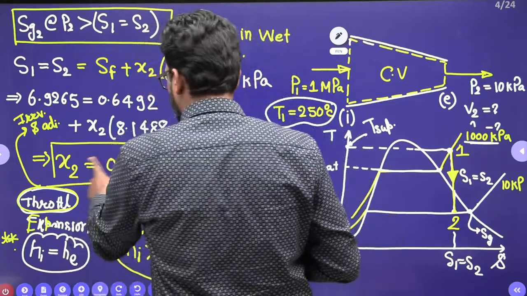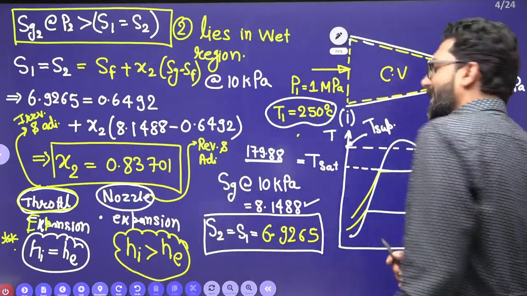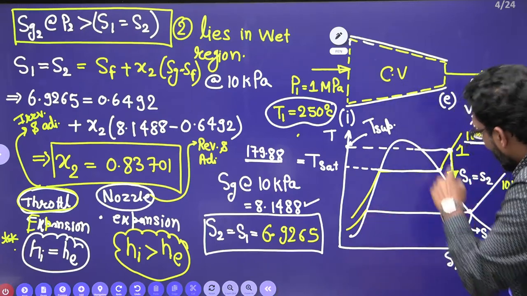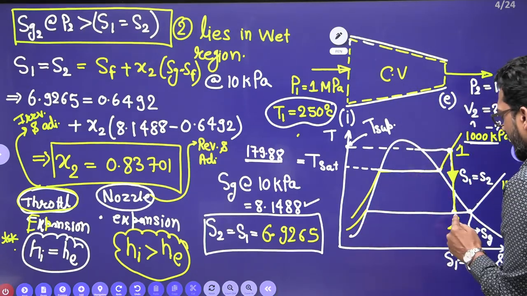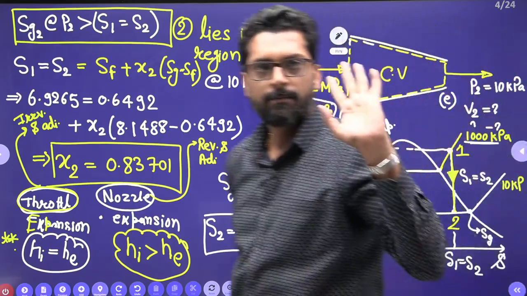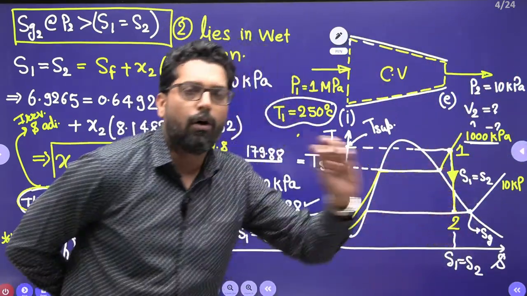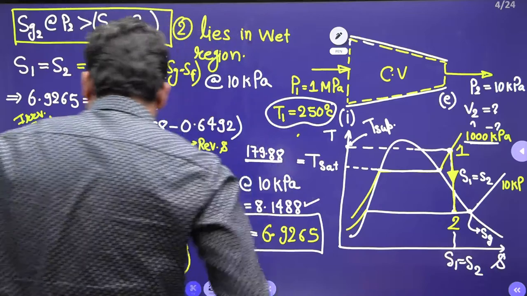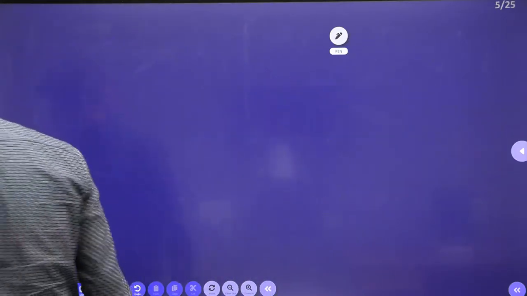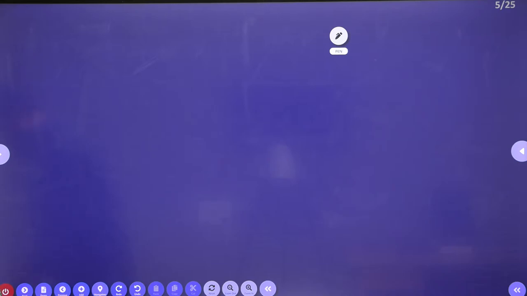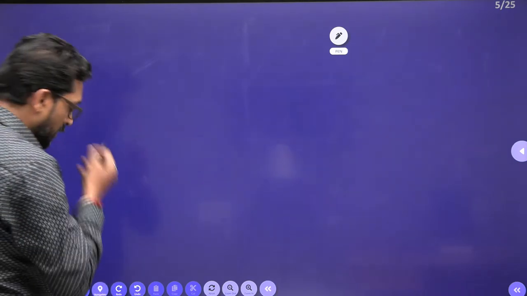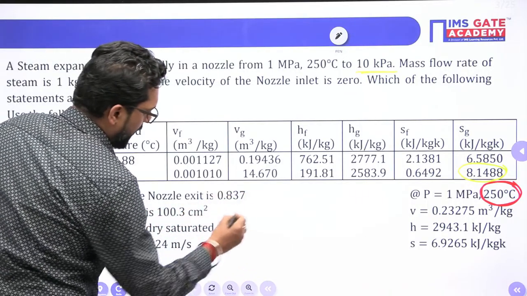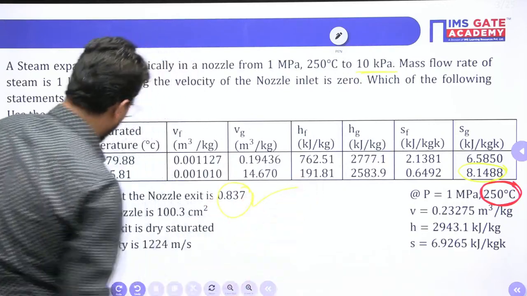So this is the dryness fraction at the exit. Now, once you have a point, see, this is your pressure line, and there is a dryness fraction. So cut this dryness fraction line and pressure line, you find the 2 point. Once you get the 2 point, all the values you can calculate. See, now what is the next target? The dryness fraction at the exit of the nozzle, it is 100% correct. So option A is correct.